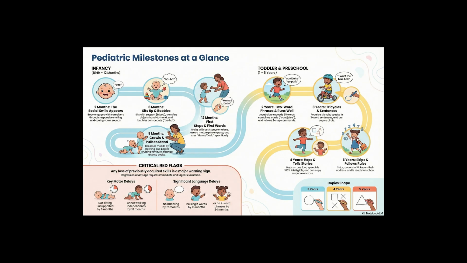H is for hearing their name. Or rather, not responding to their name by 12 months. A is for attention, joint attention. The ability to share focus. A classic sign is not pointing or not following your point by about 14 months. And T is for together play. Right. A lack of interest in other kids, or not imitating simple actions like clapping.